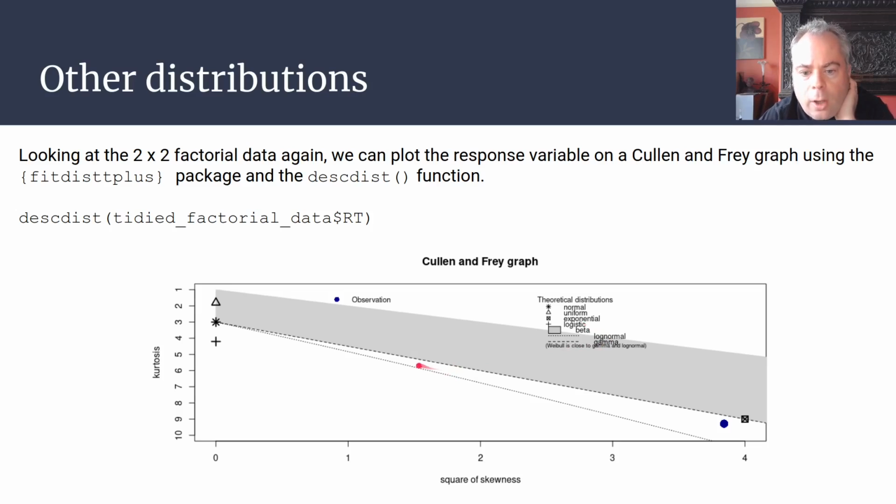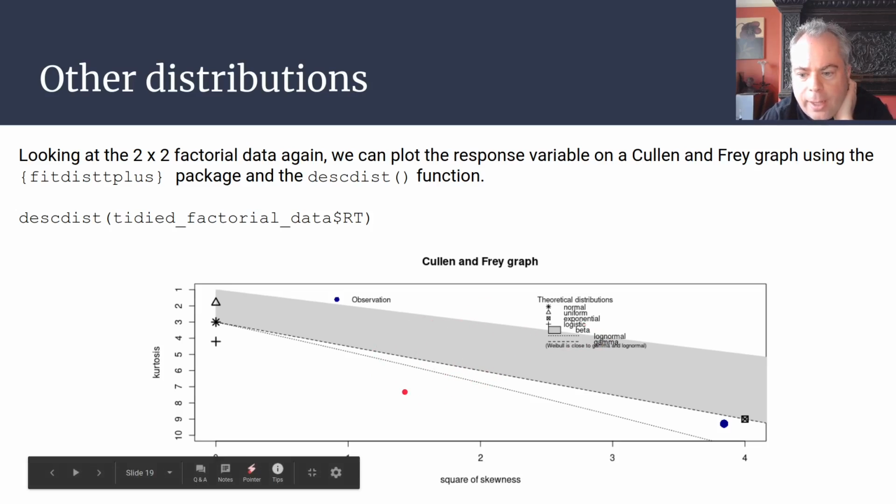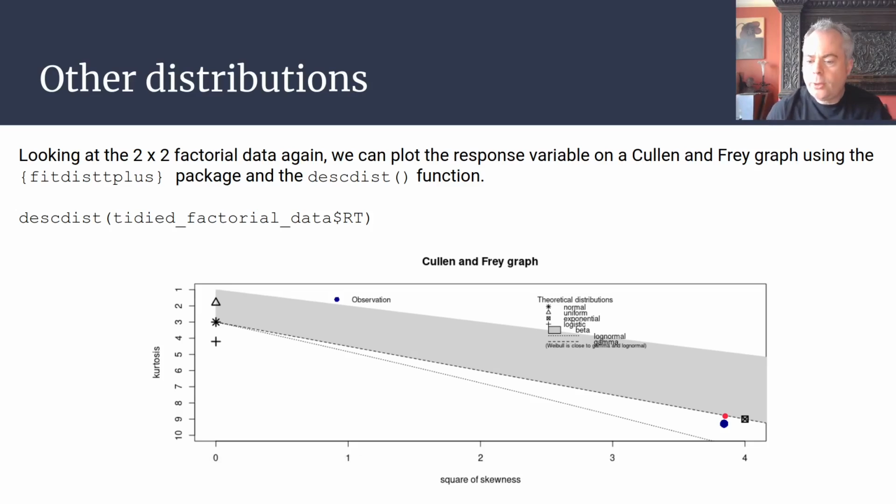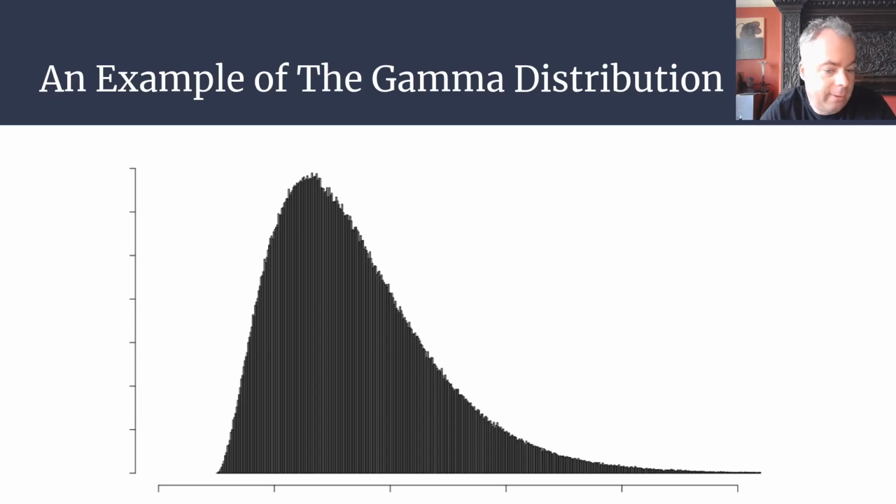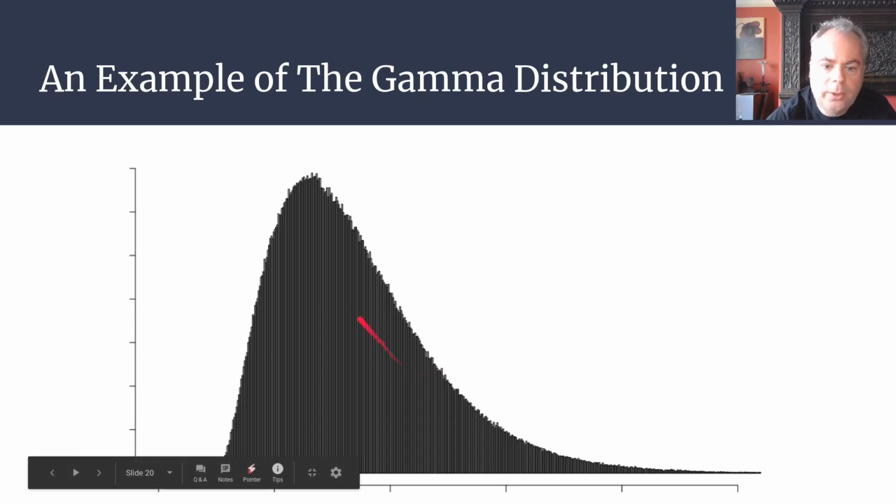So let's look on this graph where our data set is actually plotted. And we find that our data set, as indicated by this blue circle, is way down here. So it's quite far away from where the theoretical normal distribution is. And actually it's pretty close to what's known as the gamma distribution. So let's have a quick look at what a gamma distribution actually looks like. And it looks a lot like this. So it's kind of a skewed normal distribution.